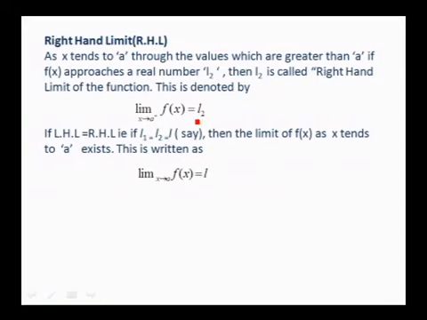So the most important thing is, only when L1 is equal to L2 do we say the limit exists. Suppose it is L, then we say the limit of f(x) as x tends to a is equal to L, only when L1 is equal to L2.